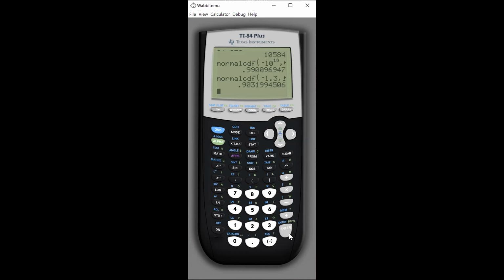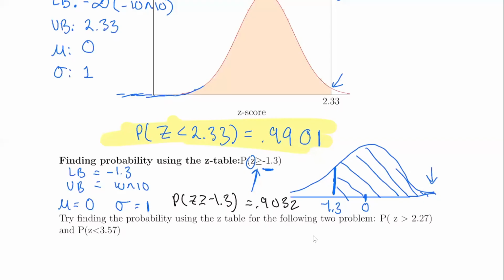Right, so we get our final answer: the probability z is greater than or equal to negative 1.3 is 0.9032. So let me switch it over to my notes so you can see that. All right, and that's it for that second problem.